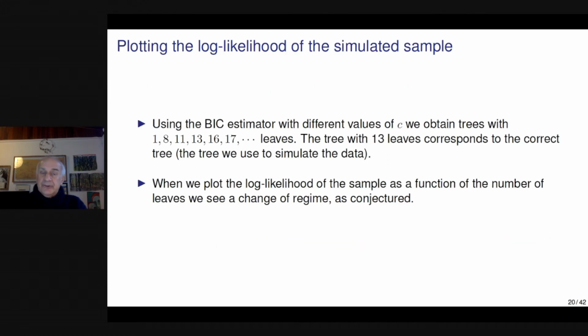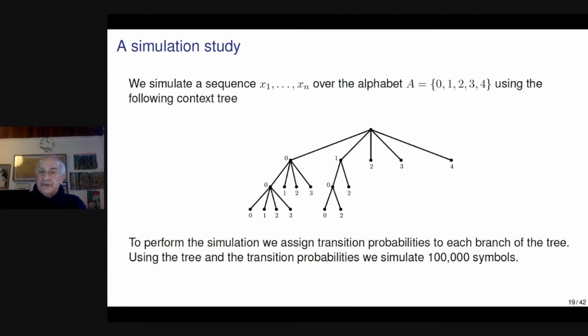So using the BIC estimator with different values of C, we obtain trees with one, just a root, 8 leaves, 11, and so on. And the tree with 13 leaves corresponding to the correct tree, the one that we used to simulate the data. You see, you have 4, 7, 9, 10, 11, 12, 13.